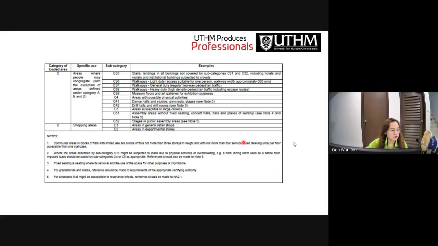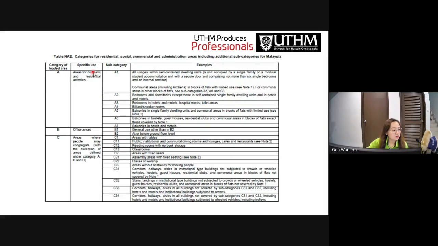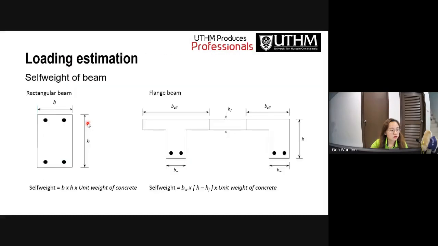You have shopping areas, you have areas where people may congregate, with the exceptions of areas defined under category A, B, D. You can see A is for the domestic and residential activities, B for office area. So different usage, you will have different QK. Okay, so this is why you need to use Eurocode. Okay, so loading estimation. Now we go to beam.